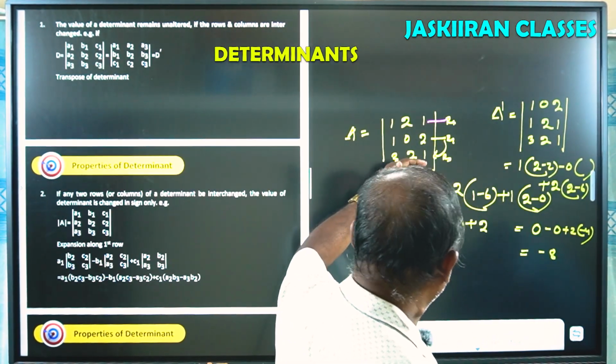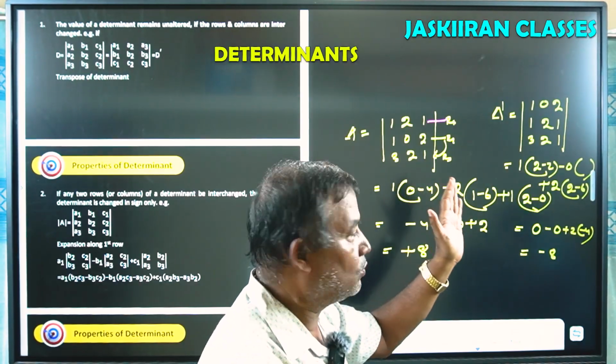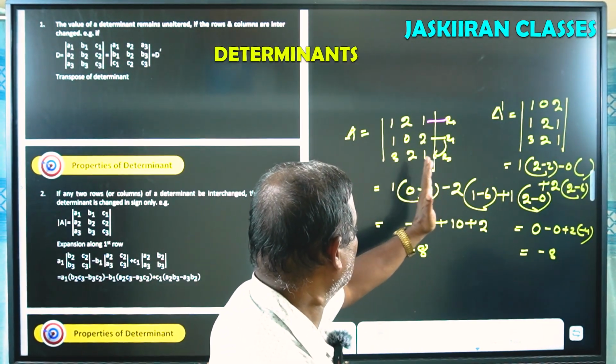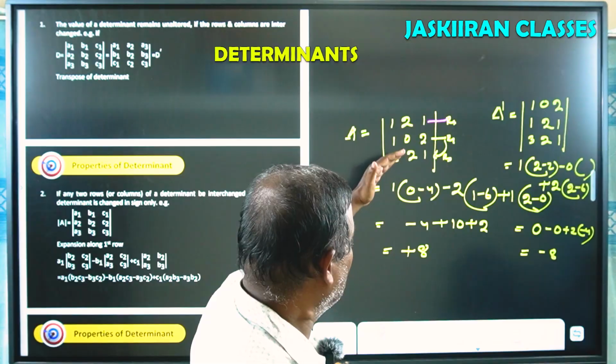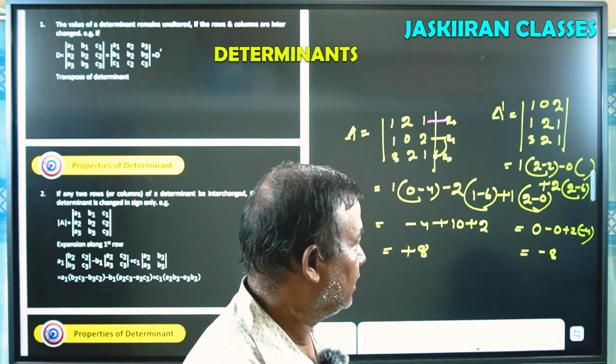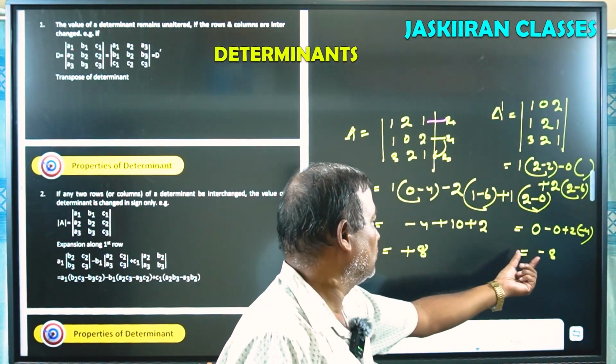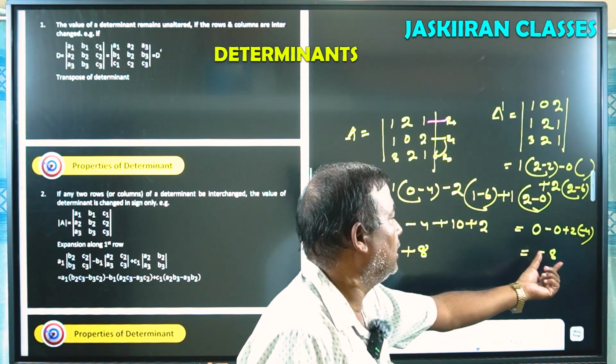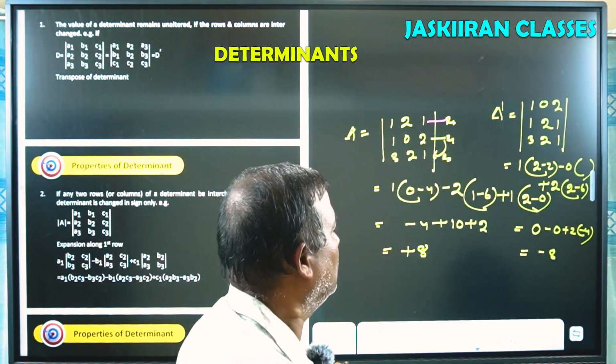So any two rows or any two adjacent columns changed means only the sign changes. That means plus becomes minus, but the absolute value remains the same. Absolute value remains same.